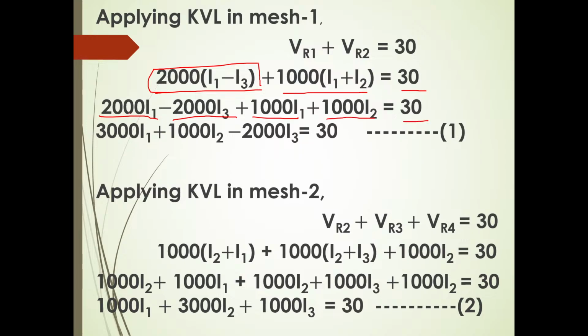Now add all I1 terms. What are all the I1 terms? 2000 into I1 plus 1000 into I1 is there. So 2000 plus 1000 I1, what is it? 3000 I1. Next, plus 1000 I2 minus 2000 I3 is equal to 30. Consider it as equation 1.